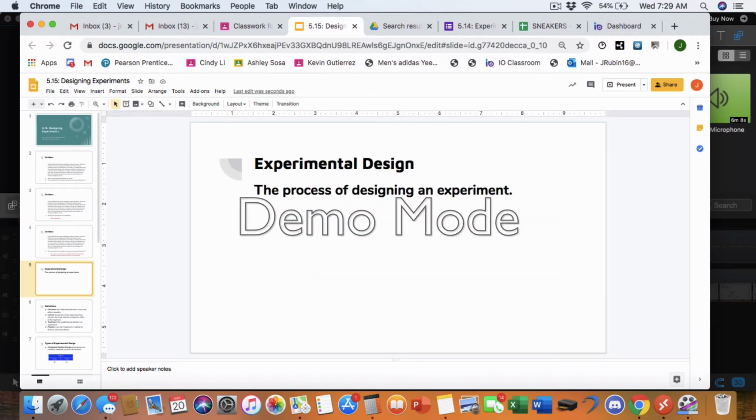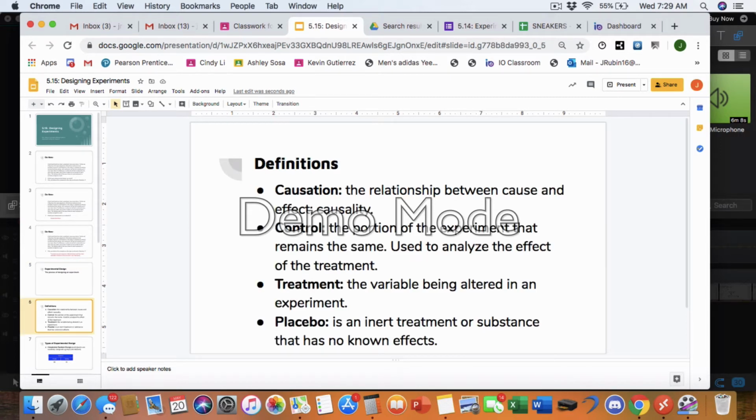Alright, so the experimental design is the process of designing an experiment. Here are some more definitions for you: causation, control, treatment. We all have talked about these on Monday. Placebo is the new one, though, right? So I wanted to make sure you're all comfortable with this word because we throw it around a lot. Placebo is an inert treatment or substance that has little to no effects. Many times in medical research, the placebo will be a sugar pill. So, like, one group will get a pill that's the medication, the other group will get a pill that looks just the same, but all it is like sugar.